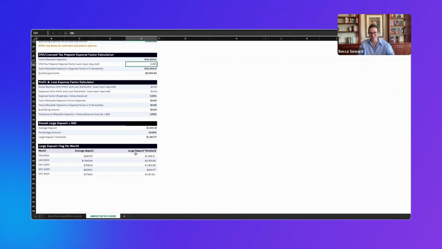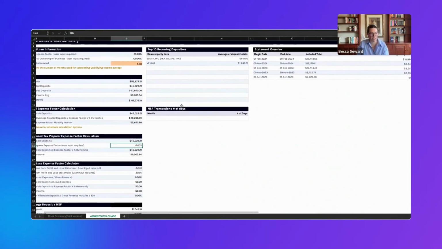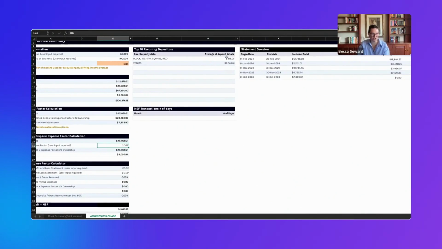So maybe one month they had higher transaction amounts or a higher transaction average, and the large deposit threshold varies. So instead of just looking at one large deposit threshold across the entire book, you now have the ability to do that on a month-by-month basis. And this is dynamic, so if you make any adjustments to this, the large deposit indicator on the list of deposits will be reflected.